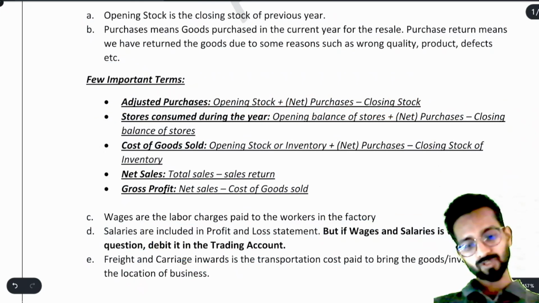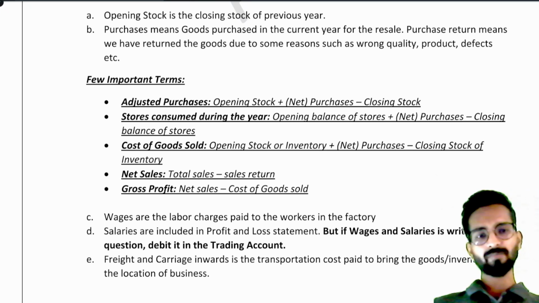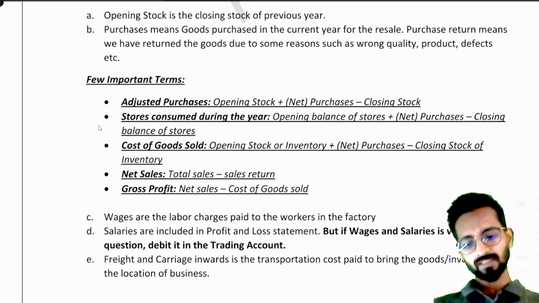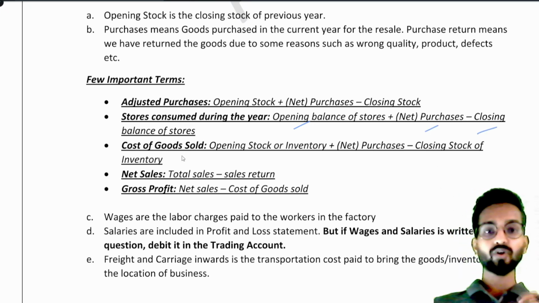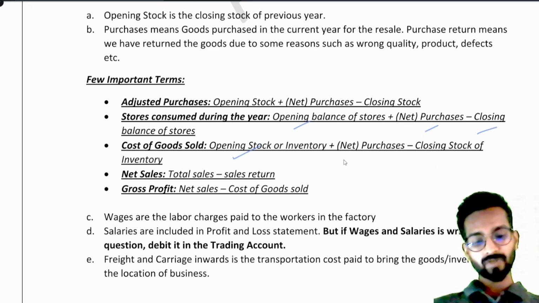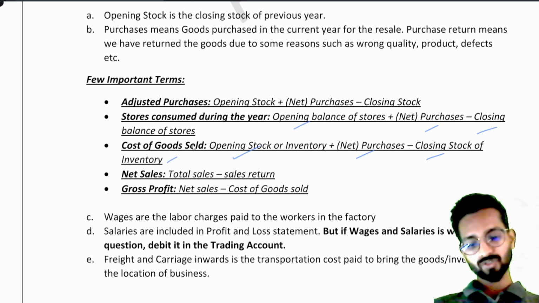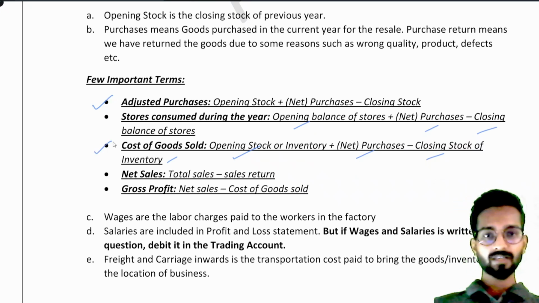Next is stores consumed during the year. See, in the factory we will obviously use scissors, tapes and plastic wrappers and all those boxes, that is stores. Again the same thing, opening plus purchase minus closing. Cost of goods sold: what is the cost of the goods we are selling? That we have already learned in the example. Again the same, opening stock plus purchase minus closing stock of inventory. So you can say almost that adjusted purchases and cost of goods sold are the same.